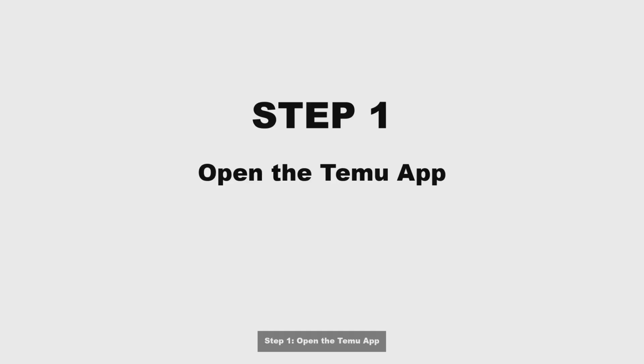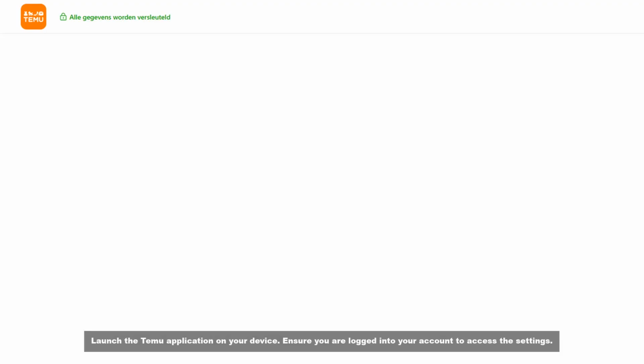If you want to maintain your privacy while using Temu, hiding your online status can be a helpful feature. Follow these steps to adjust your settings accordingly. Step 1. Open the Temu app. Launch the Temu application on your device. Ensure you are logged into your account to access the settings.